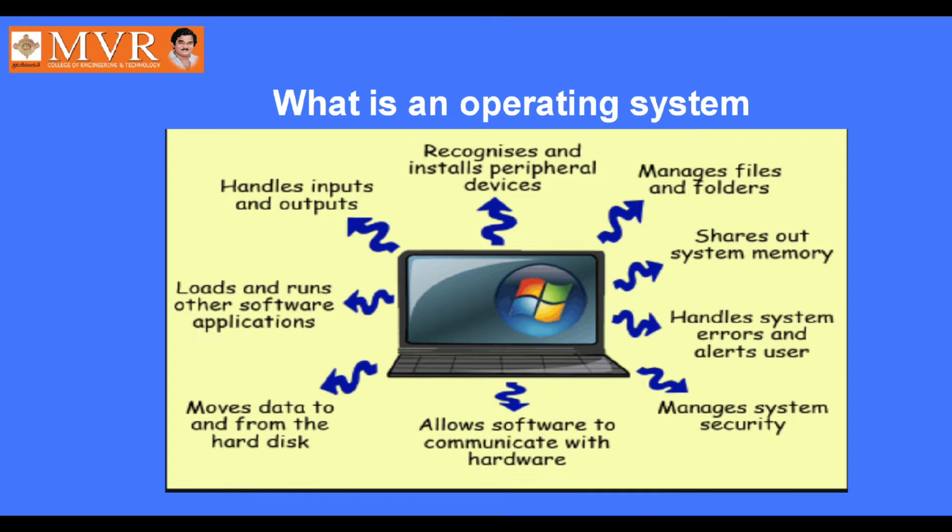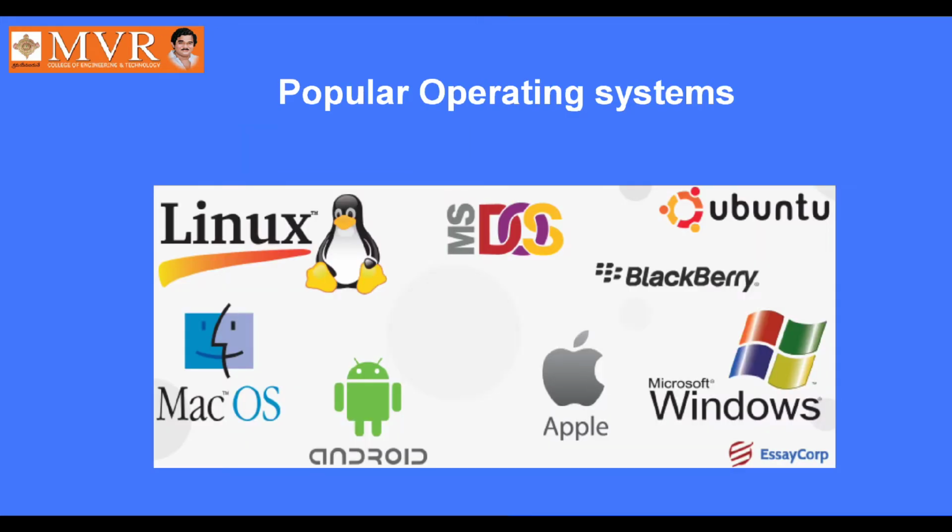Of course, the input and output devices also need to communicate with the hardware and the processor. Those communications and the commands for them are all handled by the operating system only. So this is a broad idea about an operating system. Whatever the operating system may be, the role of the operating system is similar for every operating system.